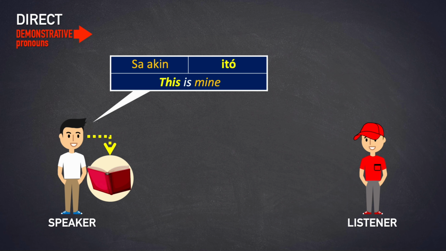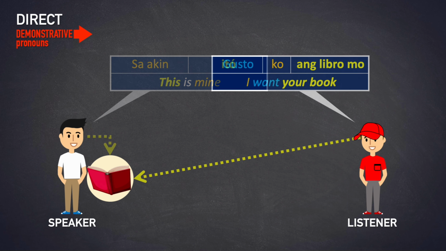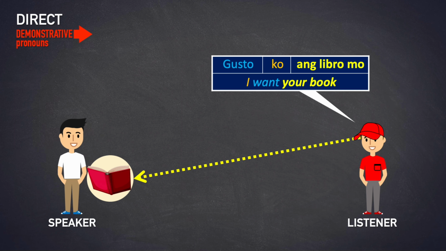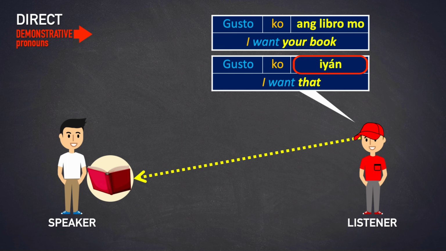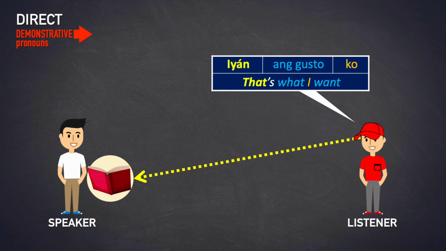Sa akin ito. This is mine. Gusto ko ang libro mo. I want your book. Gusto ko iyan. I want that. See, iyan is substituting for the object, ang libro. Moreover, you can flip the word order with direct pronouns like, iyan ang gusto ko.